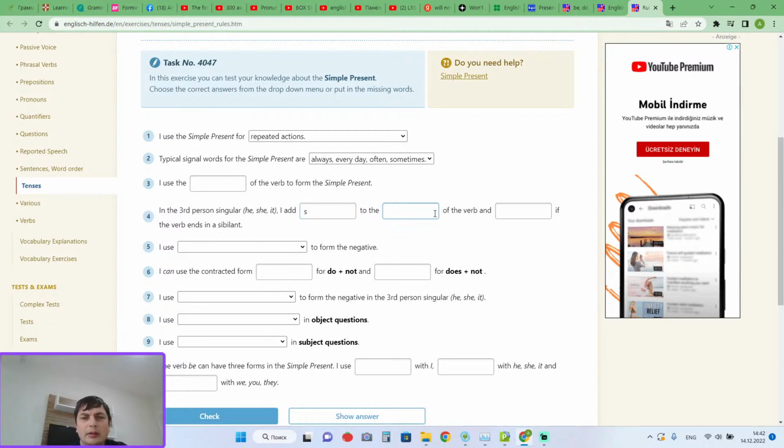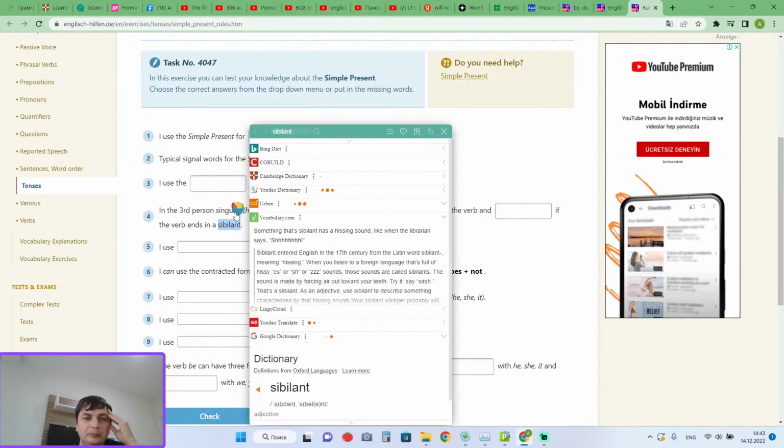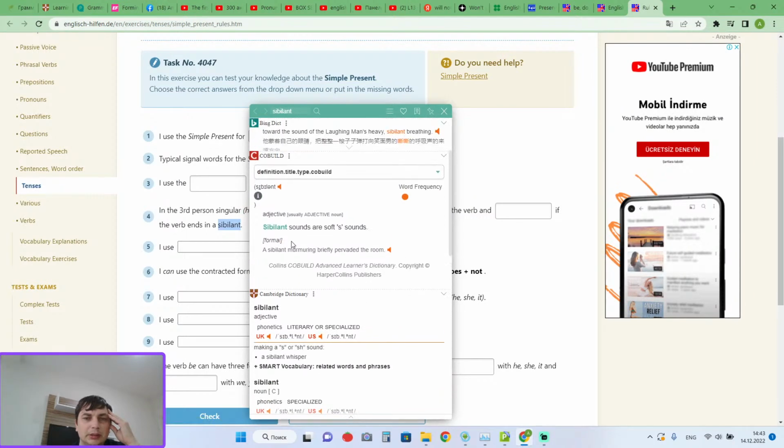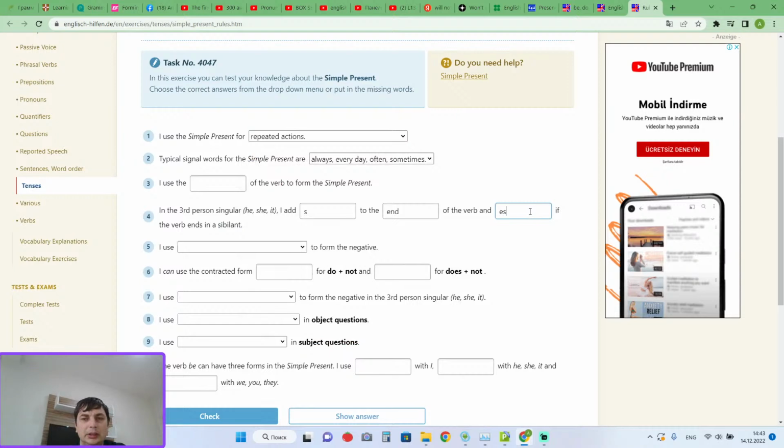S to the end of the verb, and if the verb ends in a sibilant, sibilant, as soft as sounds, es. Sibilant, es.